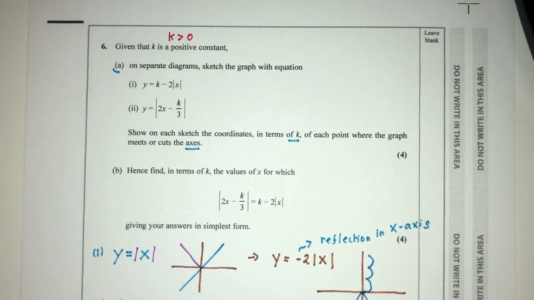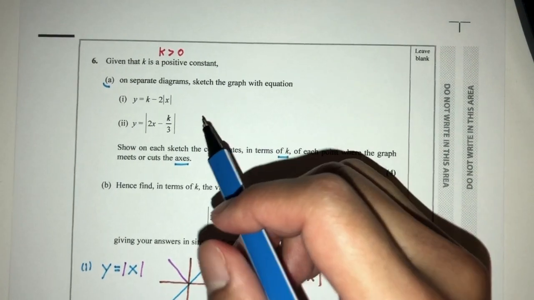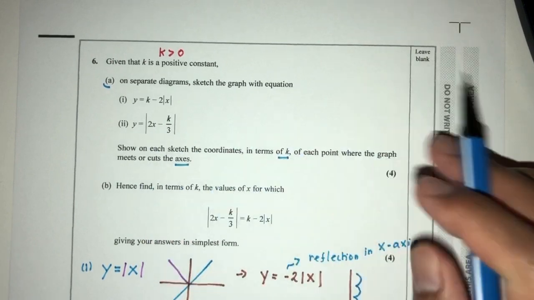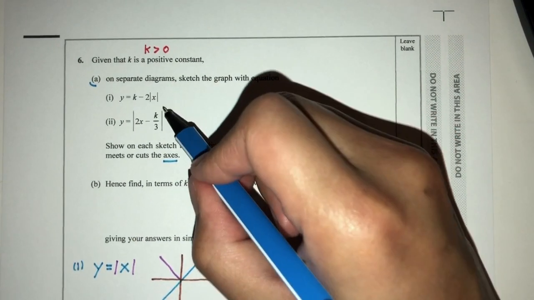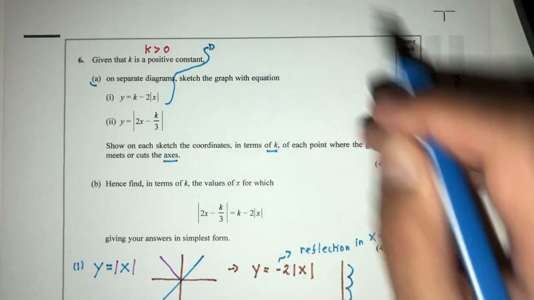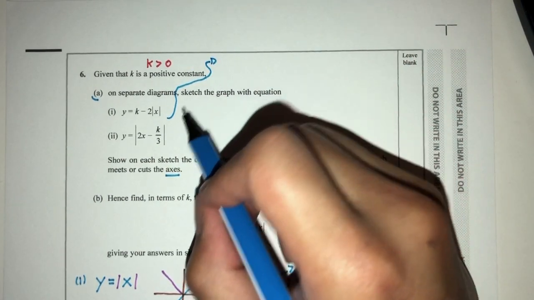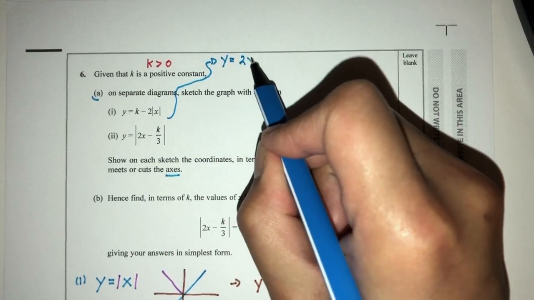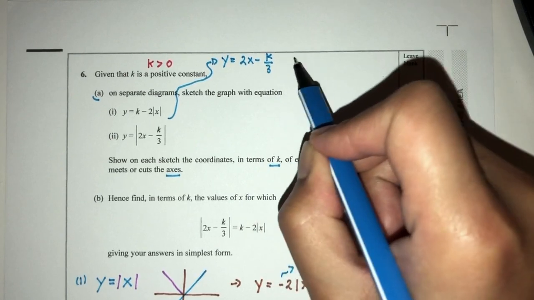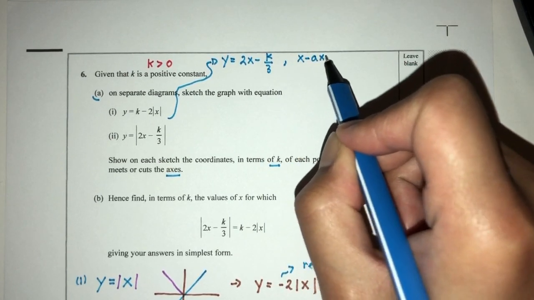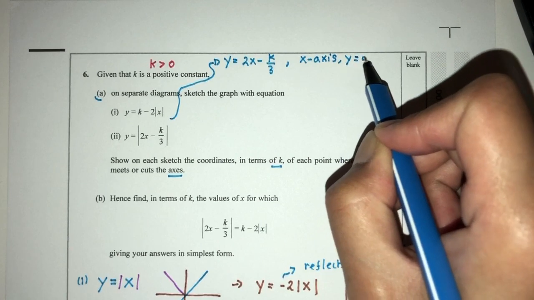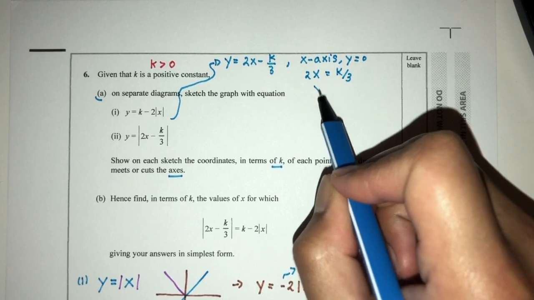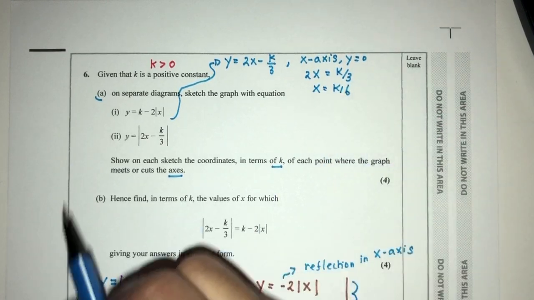Okay, now for part 2 of the question, let me draw this here as well. The idea here is that the whole thing is in modulus now. This is much easier to solve. As you have seen before, the first thing I like to do is to first ignore the modulus. That will be 2x minus k over 3. Now on the x-axis, what do we know? The value of y has to be 0. So replace, that will become 2x has to be k over 3. So x has to be k over 6.